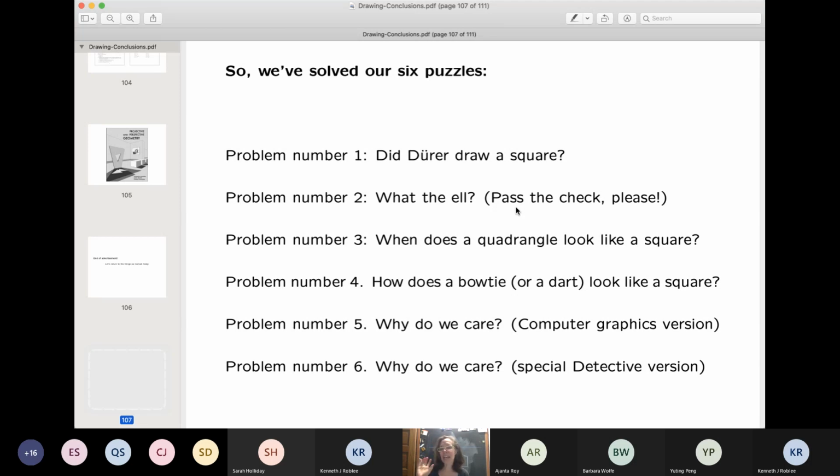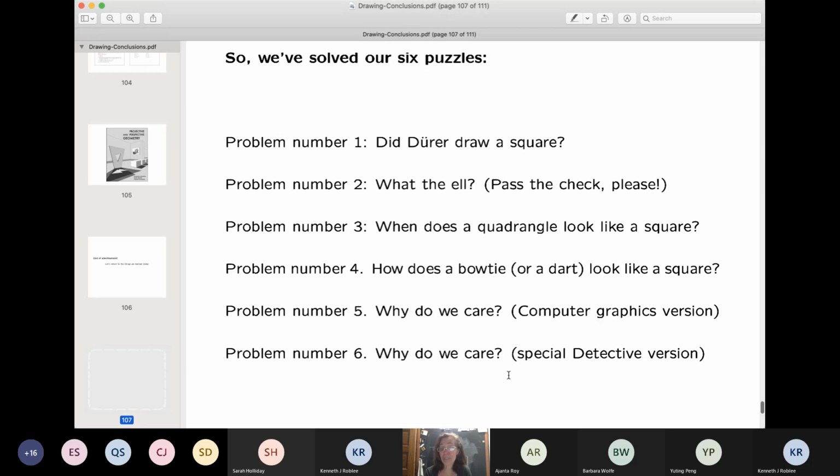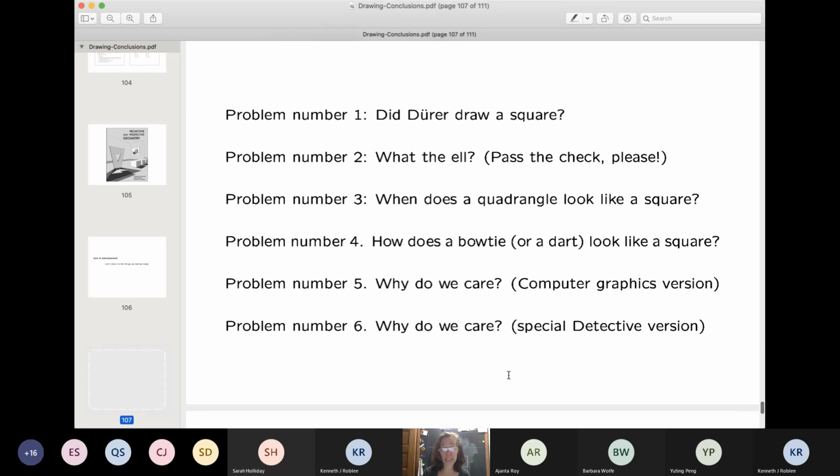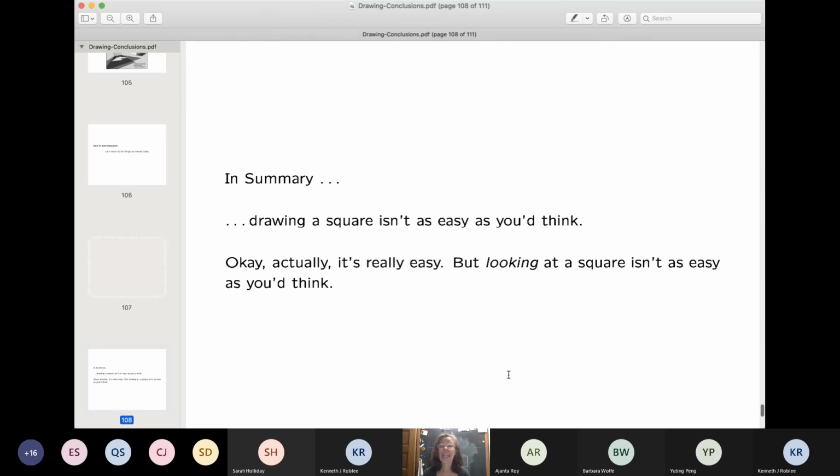Why do we care? Because this helps us draw really amazing pictures of the real world, including pictures that fool people, but also it helps us to reconstruct photographs that we have in real life. And we're surrounded nowadays by photographs, so understanding how to analyze them is a really wonderful skill to have. The summary of all this is that drawing a square isn't as easy as you think.